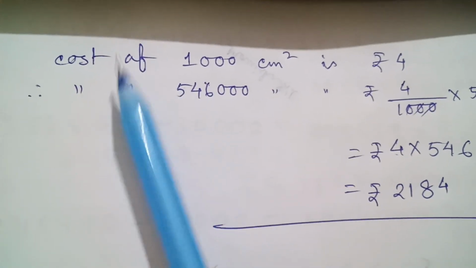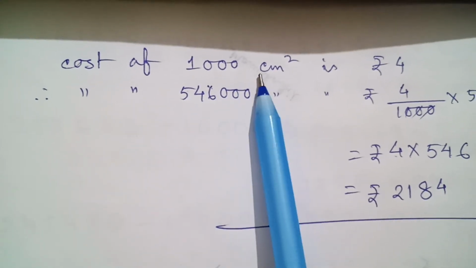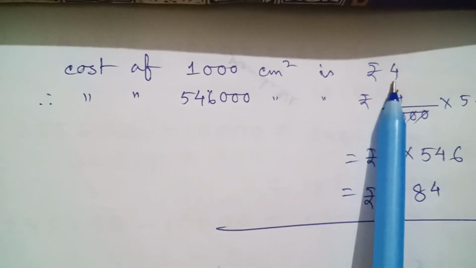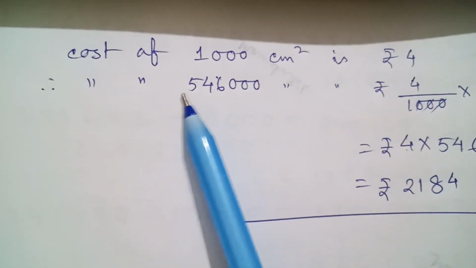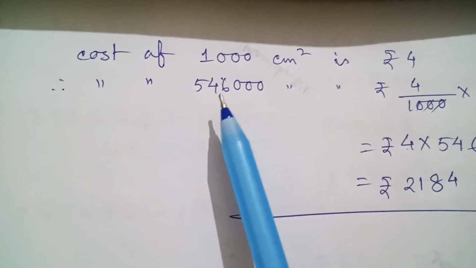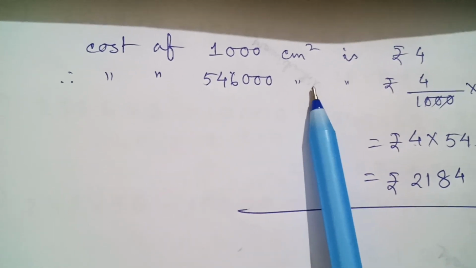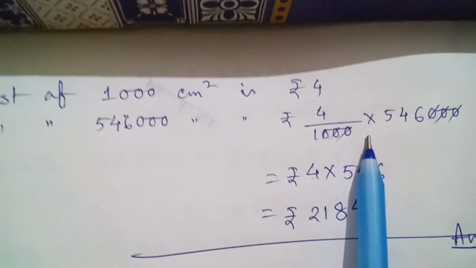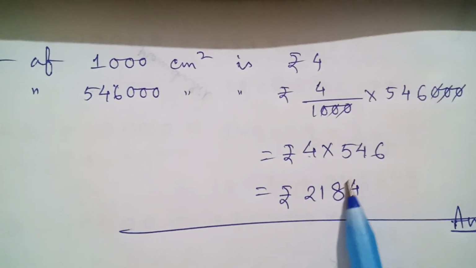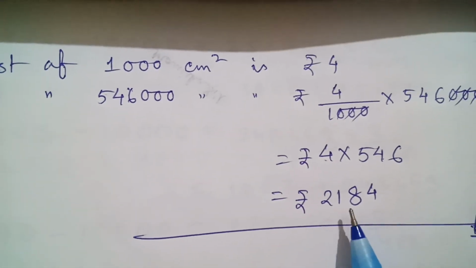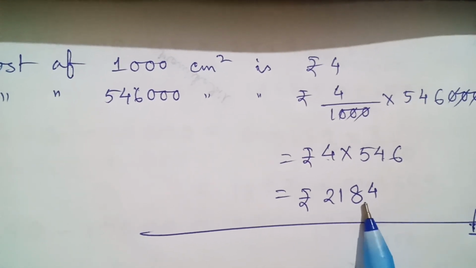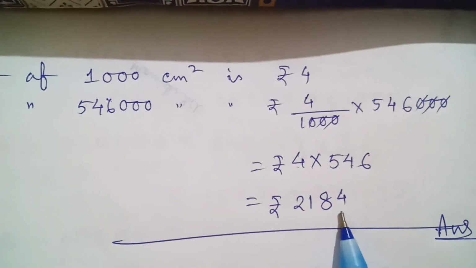Now in the question it is told that those cardboards cost per 1000 centimeter square is rupees 4, and we need this much centimeter square cardboard. So the cost of 5,46,000 centimeter square cardboard will be like this, unitary method, everybody knows, and we are getting rupees 2,184, and this is the final answer to this question.